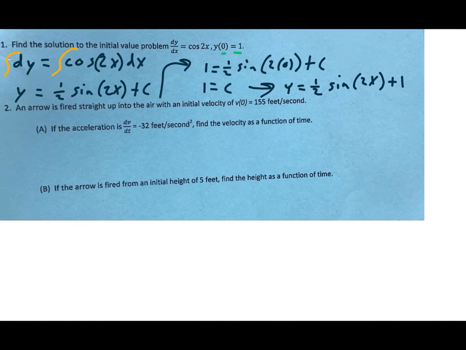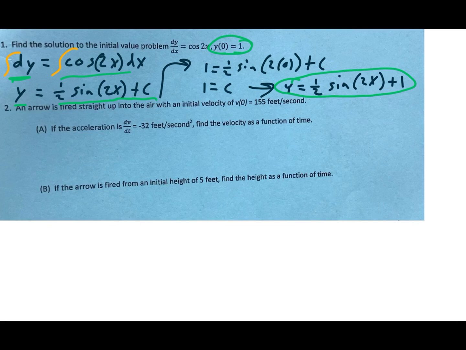So on this problem here on number 1, we separate the dy dx and then integrate both sides. So the integral of dy is simply going to be y. The integral of cosine 2x dx is going to be 1/2 sine 2x plus c. I substitute in a 0 for x and a 1 for y. That gives us 1/2 sine of 0, so that's just 0, plus c equals 1. So c equals 1, and then I rewrite my equation replacing the c with a 1.